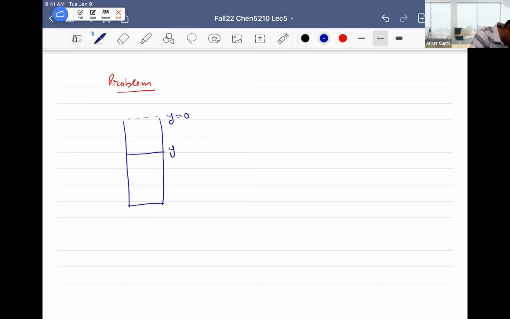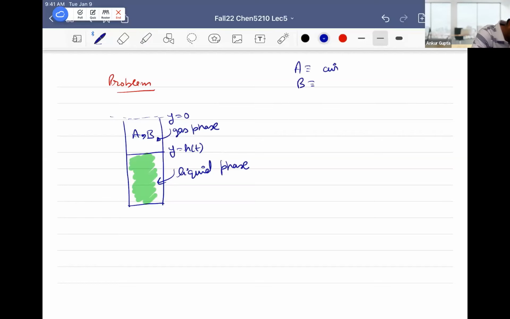y equal to 0, y equal to L. Gas to liquid phase. A represents air, B represents organic vapor, and the liquid is pure liquid.